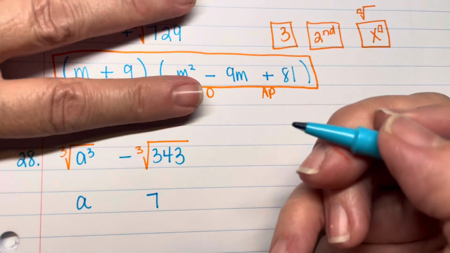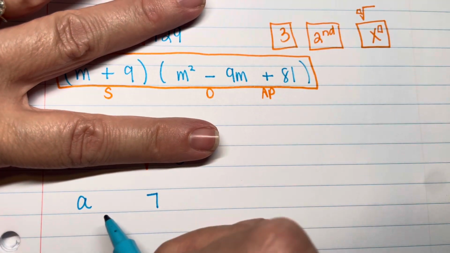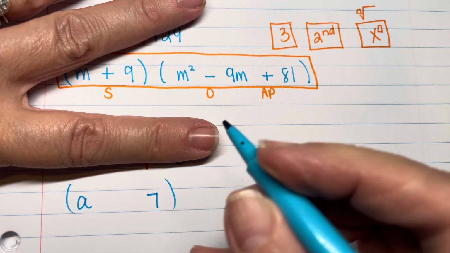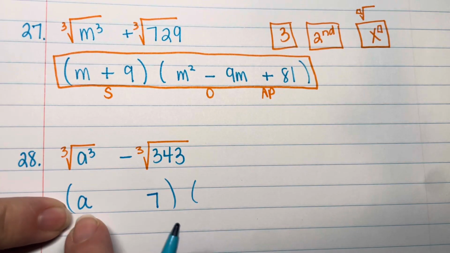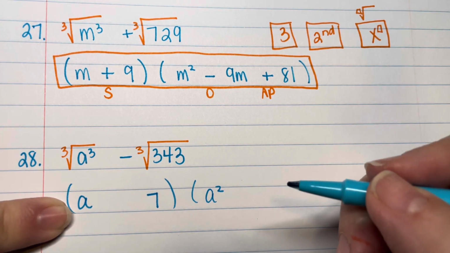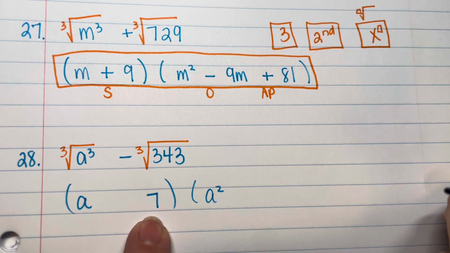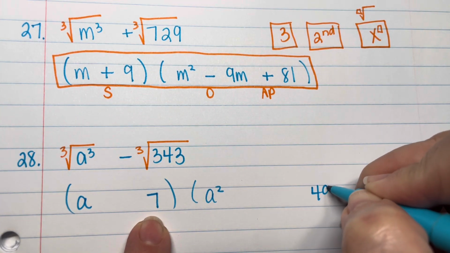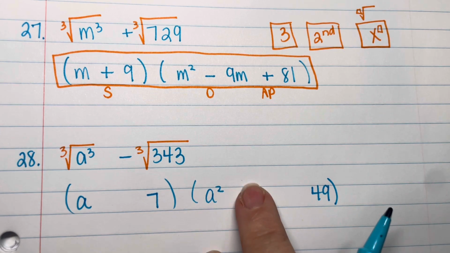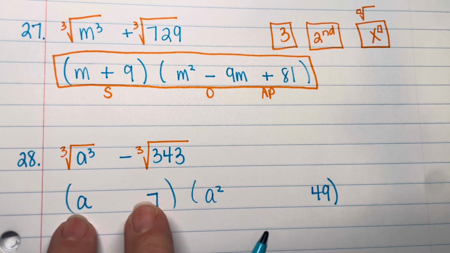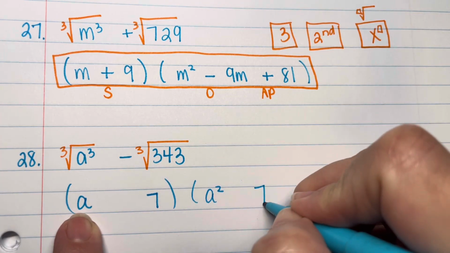And then we don't look at this anymore. We're just going to look at a and the 7. Take the first one and square it. So a to the second power is a to the second power. 7 to the second power is 7 times 7, which is 49. To get the middle, multiply. When we multiply 7 times a, we get 7 times a.